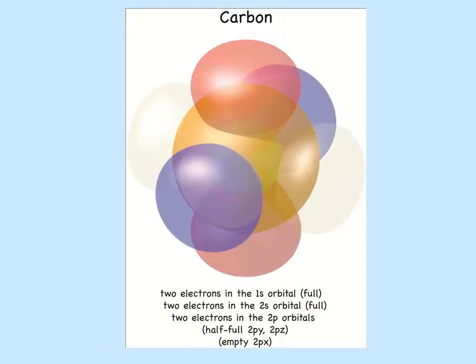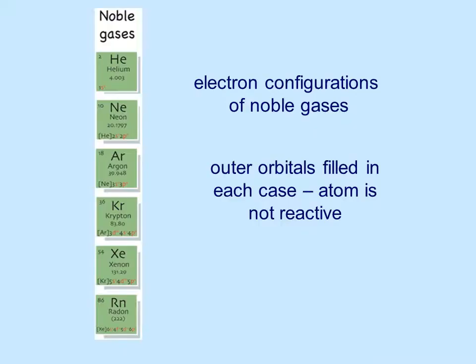Carbon, 2 in the 1s, 2 in the 2s, 2 electrons in the 2p. Now notice that there are 3 different p orbitals, 1 electron in one, 1 electron in the other, and the third one is empty. And that's the way they fill. They fill so that you get maximum distribution of electrons.